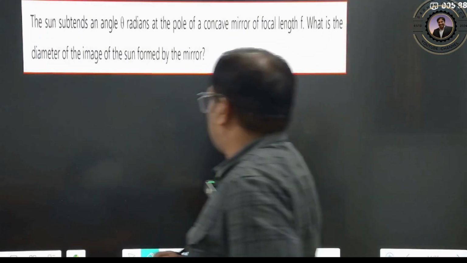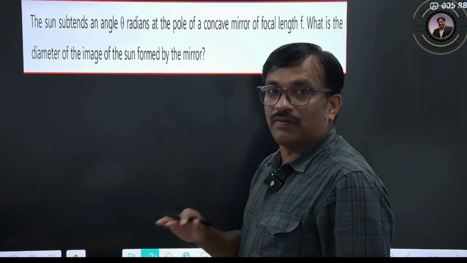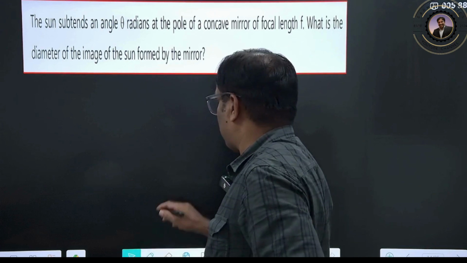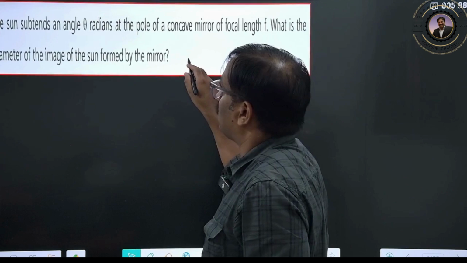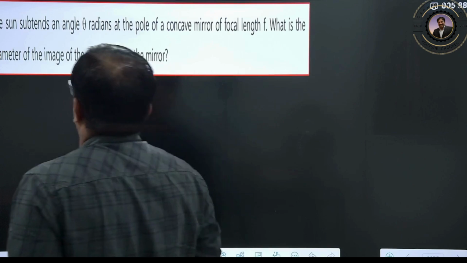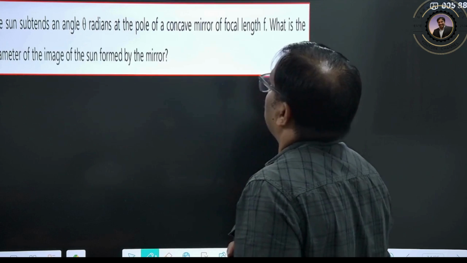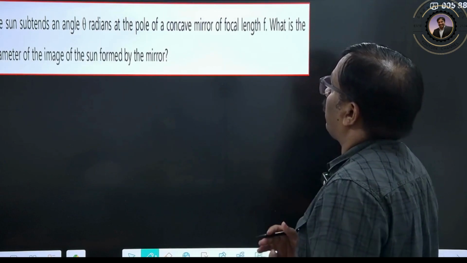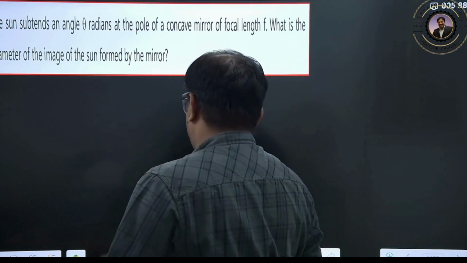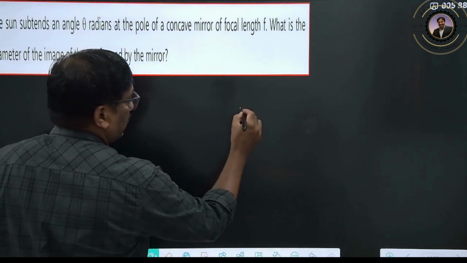Here I think it is visible, right. Suppose in this video the questions are not visible, just try to understand. I will be explaining the question, then you can understand the question from that. A sun subtends an angle theta radians at the pole of a concave mirror of focal length f. What will be the diameter of the image formed by the mirror?